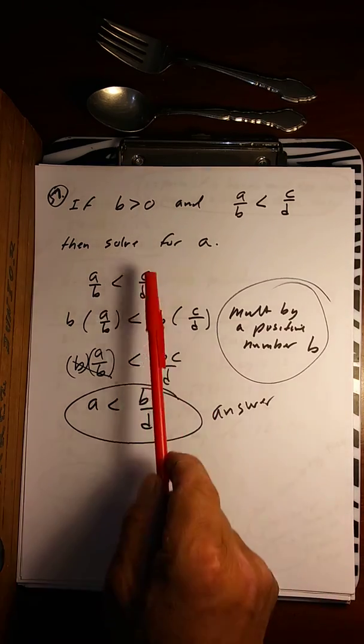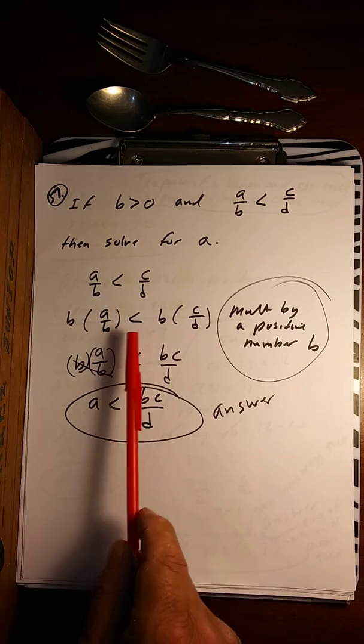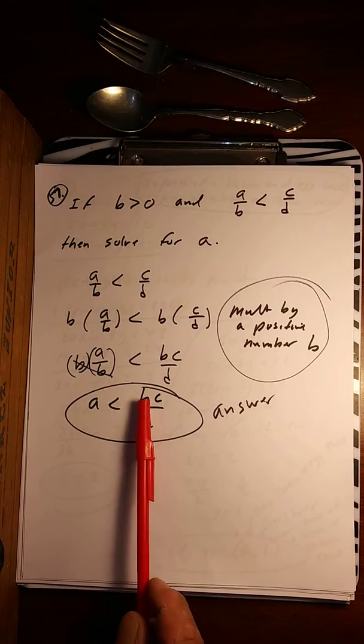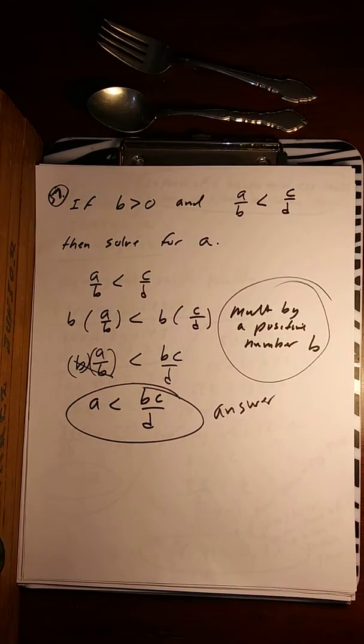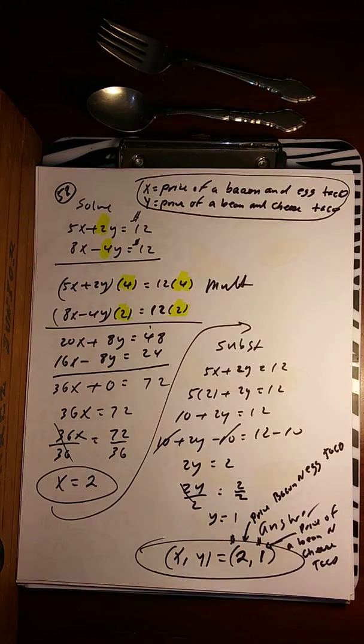If B is greater than 0, so B is a positive number, multiply by B, everything stays the same. See, the alligator's the same. These cancel, so A is less than BC over D. That's it. Multiply by positive, nothing happens. The inequality stays the same.